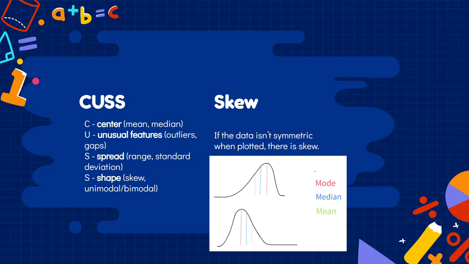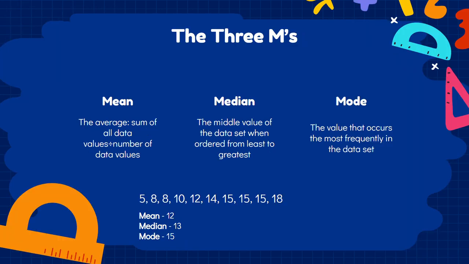If there's left skew, then the median is going to be higher than the mean. I'll cover these concepts right after this. And if there's right skew, then the mean is going to be greater than the median. So mode, median, mean, I've mentioned all of these. What exactly are they? The three M's. Mean just means average. You add up all the data values and divide by the number of data values, that's your average. The median is the middle value of the data when ordered from least to greatest.